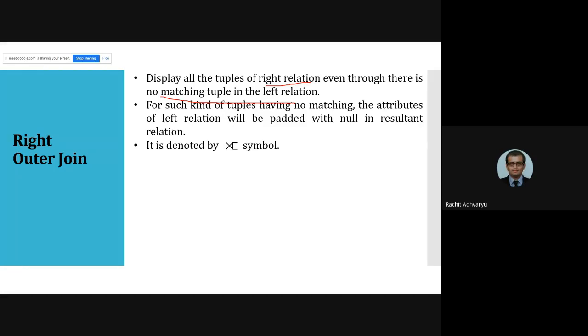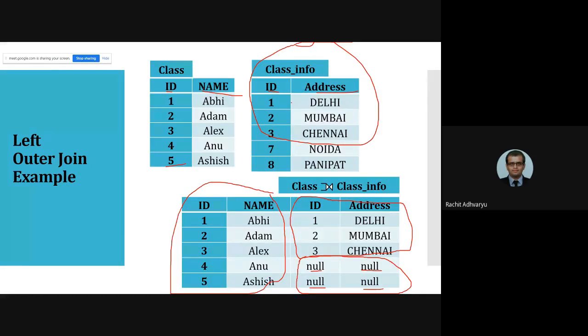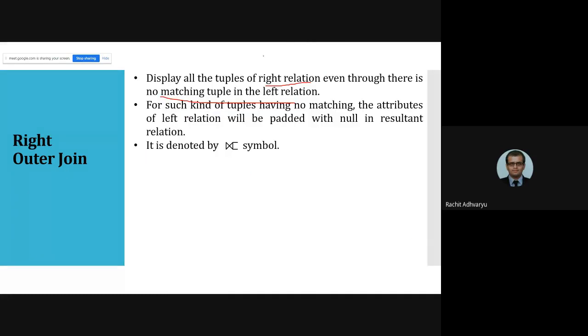We are going to display all the right tuples and we are going to put all the left tuples also, but where there is a mismatch, we are going to have null values. So that totally reciprocal of left outer join is right outer join. Here we showed all the left rows, and here we are going to show all the right rows.